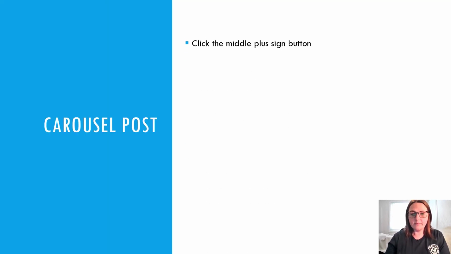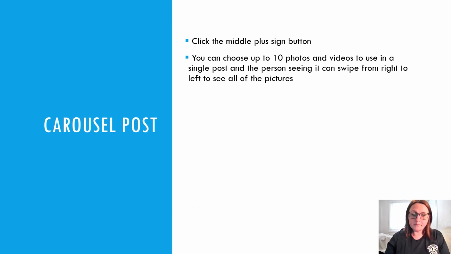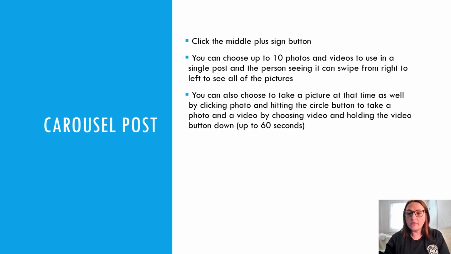Carousel post. Click the middle button plus sign. You can then choose up to 10 photos or videos to use in a single post, and the person seeing it can swipe from right to left to see all of the pictures or videos. You can also choose to take a picture at that time as well by clicking a photo and hitting a circle to take the picture.